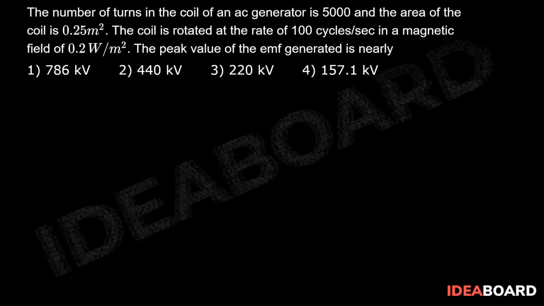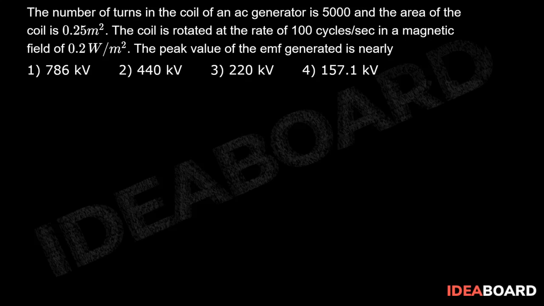The number of turns in the coil in an AC generator is 5000 and the area of the coil is 0.25 meter square. The coil is rotated at the rate of 100 cycles per second in a magnetic field of 0.2 Weber per meter square. The peak value of the EMF generated is nearly.